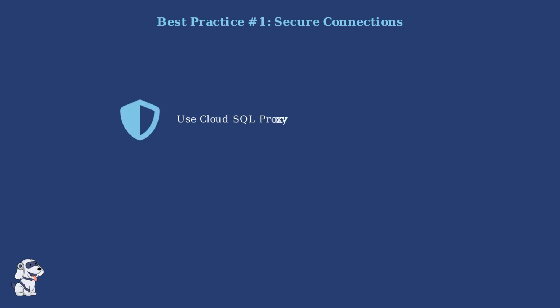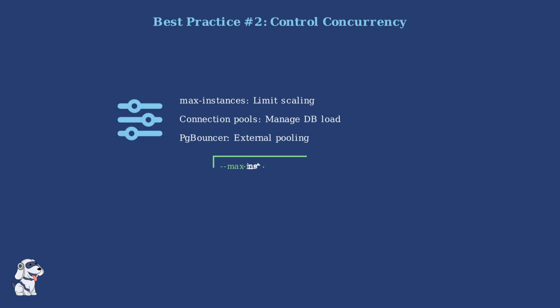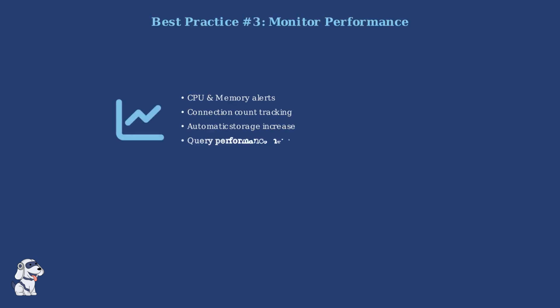First and most importantly, always use Cloud SQL Proxy for secure connections. This provides encrypted connections, automatic authentication, and eliminates the need to manage IP allow lists or SSL certificates. Second, control database concurrency carefully. Use max instances to limit CloudRun scaling and implement connection pooling both internally in your application and externally with tools like pgBouncer to prevent overwhelming your database. Third, implement comprehensive monitoring. Set up alerts for CPU usage, memory consumption, connection counts, and enable automatic storage increases. Proactive monitoring prevents performance issues before they impact users.